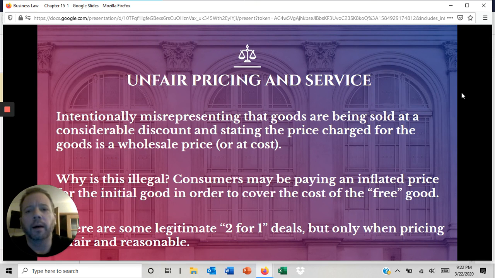Okay. Unfair pricing. This is great. Unfair pricing in services is when you misrepresent that goods are being sold at a considerable discount to get something else. A great example is furniture stores offering a free TV with purchase. Well, they jack the price of the couch or the chair, which is normally $300, up to $700 in order to cover the cost of the television.